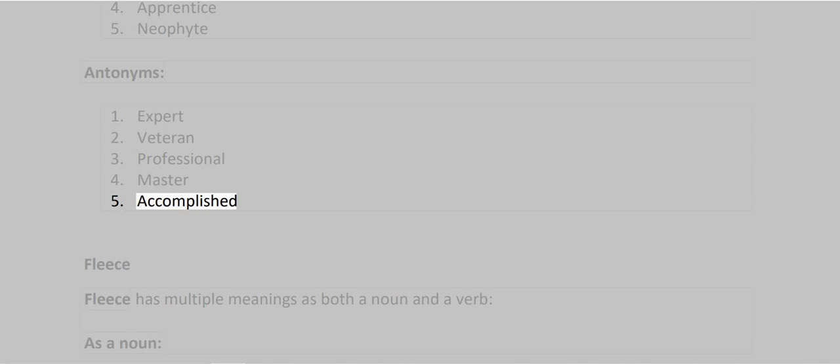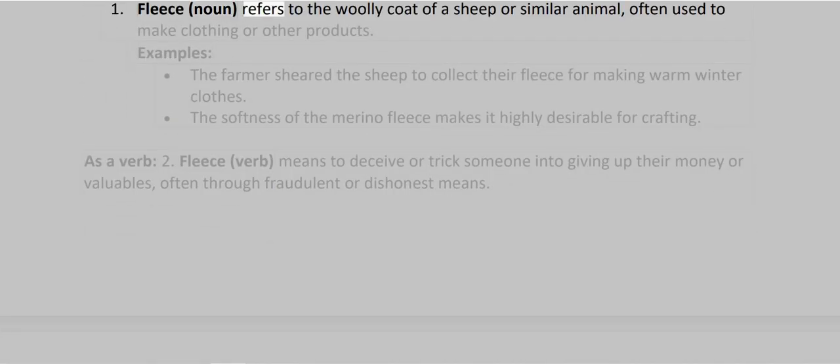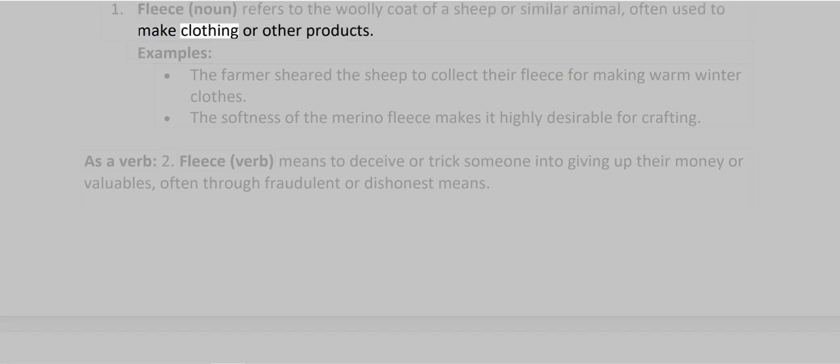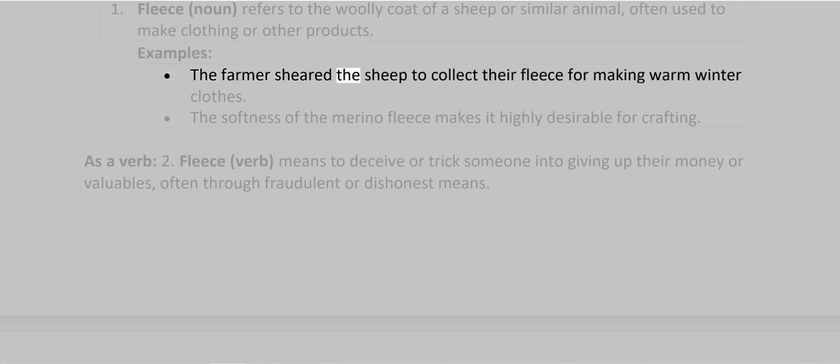Fleece. Fleece has multiple meanings as both a noun and a verb. As a noun: 1. Fleece, noun, refers to the woolly coat of a sheep or similar animal, often used to make clothing or other products. Example: The farmer sheared the sheep to collect their fleece for making warm winter clothes.